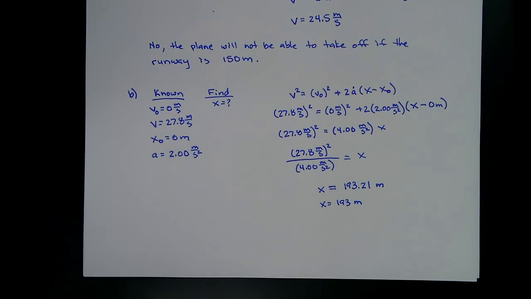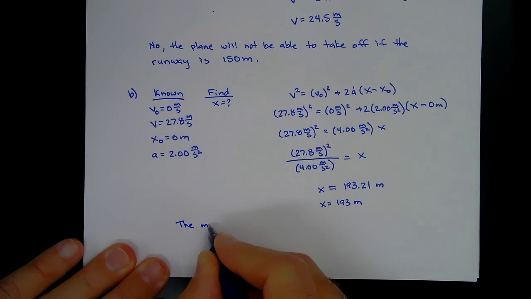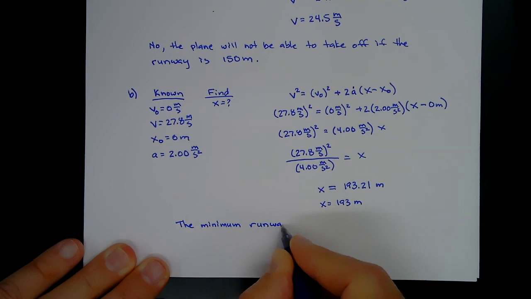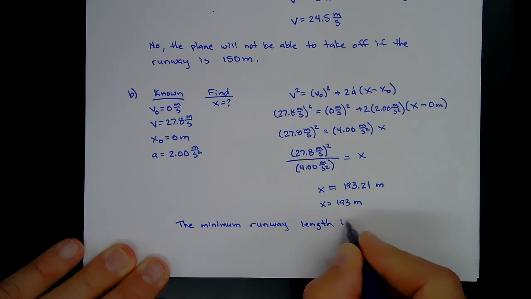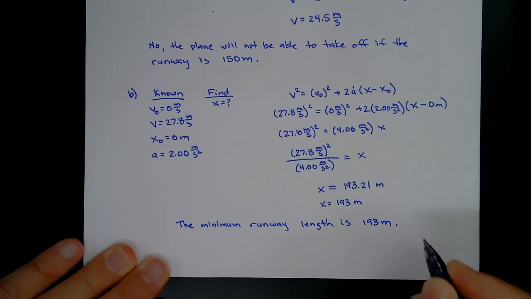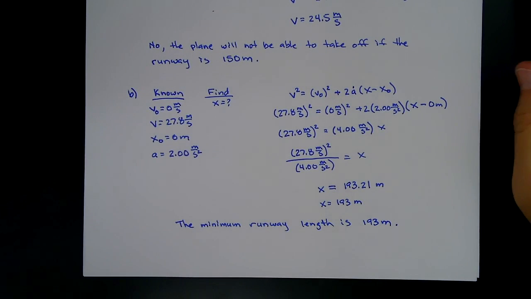So the minimum length of the runway is 193 meters. All right, guys, and that's motion problems, okay?